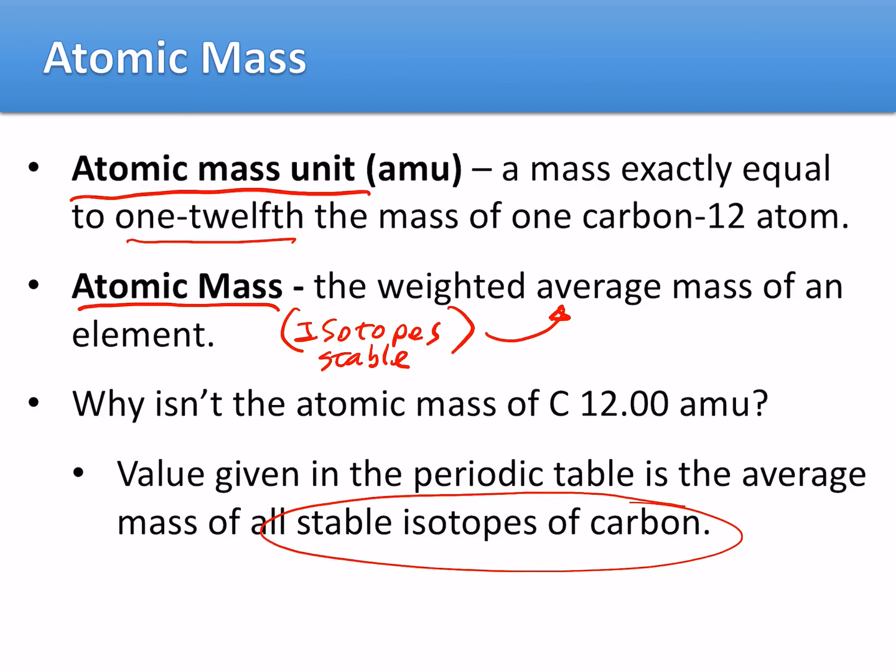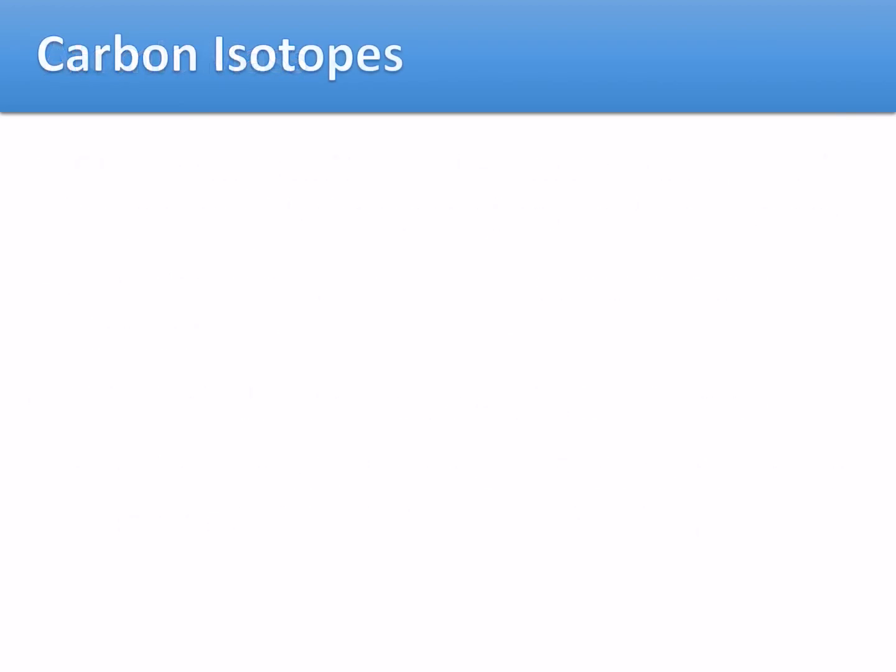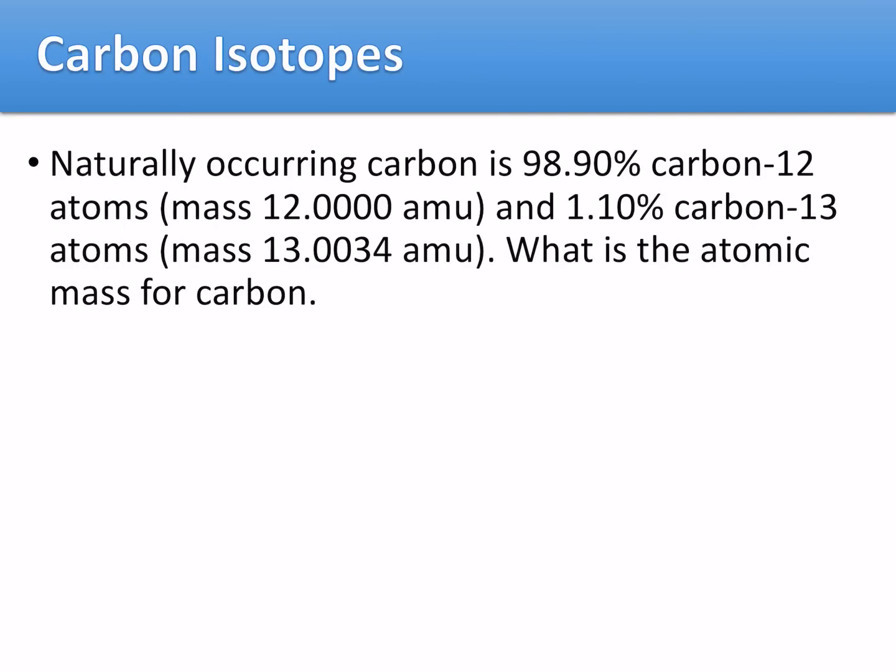We've seen those in class already. Because those stable isotopes have different masses, the mass that you see in the periodic table is different than those for the individual isotopes. So exactly where does that come from? If you want to calculate the mass for any given element, let's look at the carbon isotopes first.